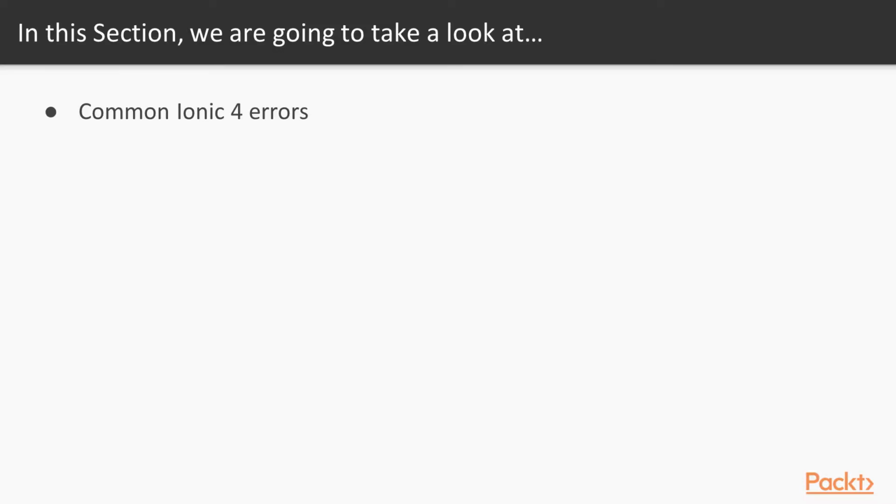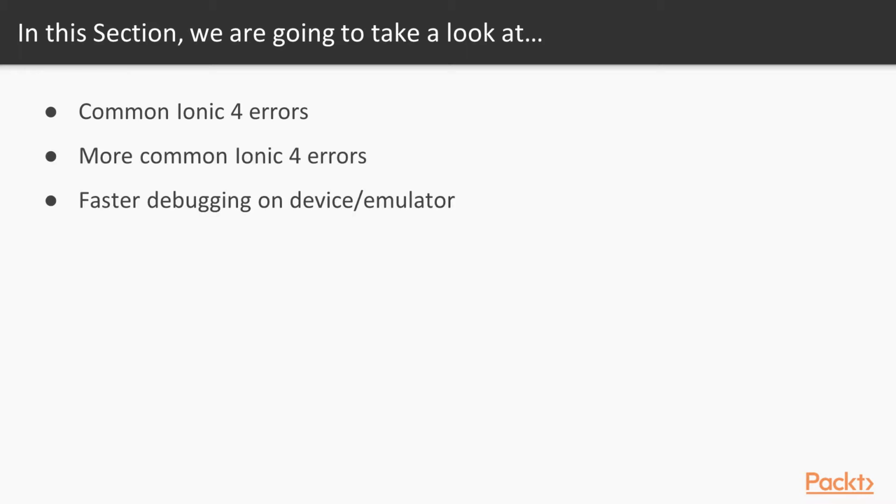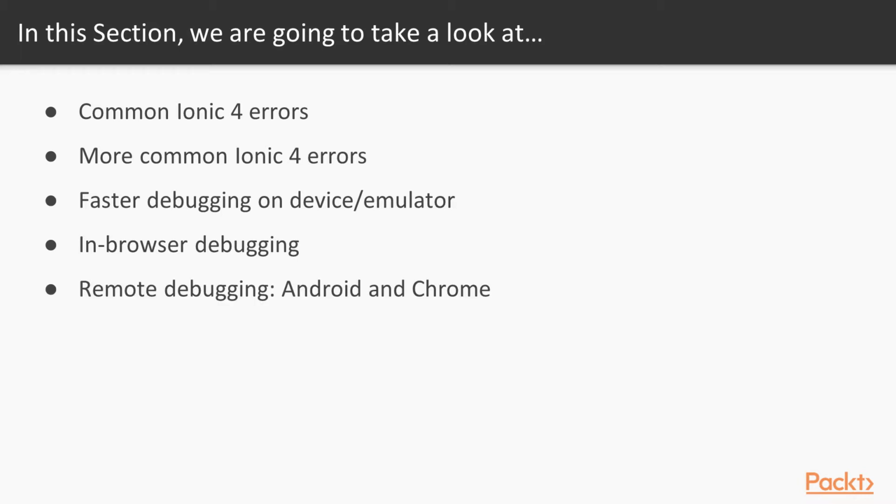This section will be looking at the following topics: how to resolve common Ionic 4 errors, faster testing and debugging on a device or emulator, the essentials of in-browser debugging, how to set up remote debugging on Android using the Chrome browser, and finally, how to set up remote debugging on iOS using the Safari browser. There is a lot of exciting content to cover.